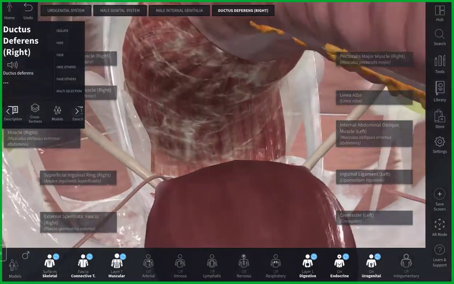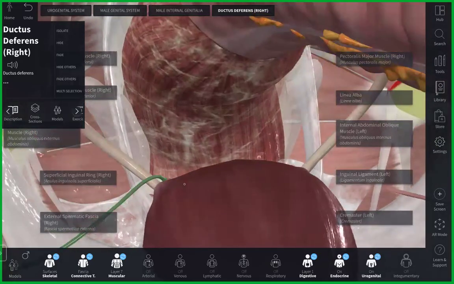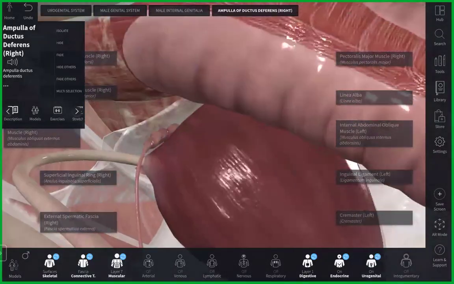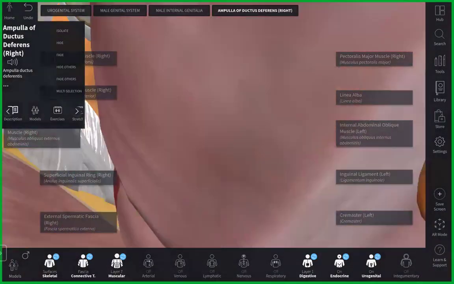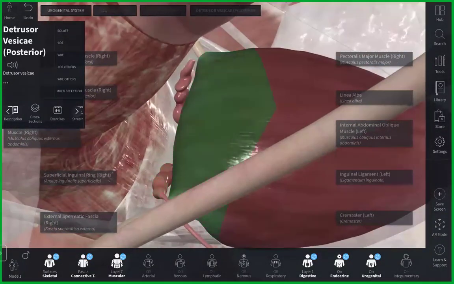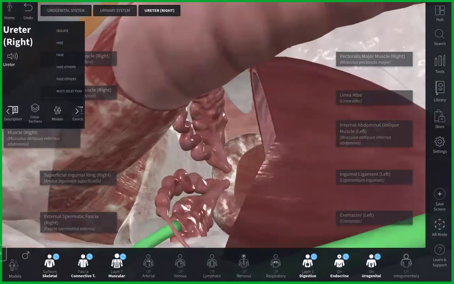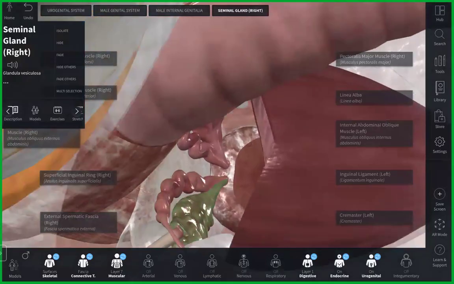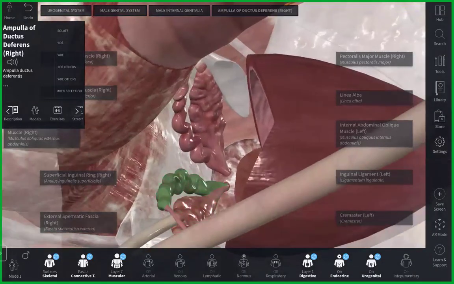And behind it, I mean above it, will be the ductus deferens, and it will go behind and it will become, let me show you what it will become. Okay, let me just hide it. See, and it will become the seminal gland. Okay, no, guys, it will go into the seminal gland.